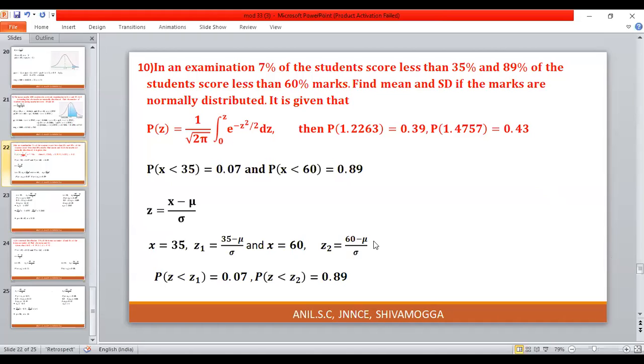Yesterday we were discussing a few problems on a normal distribution. Today also we continue with the same kind of problems on normal distribution. Let's start.